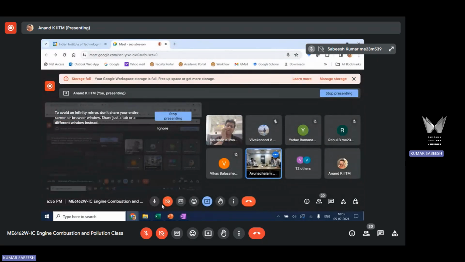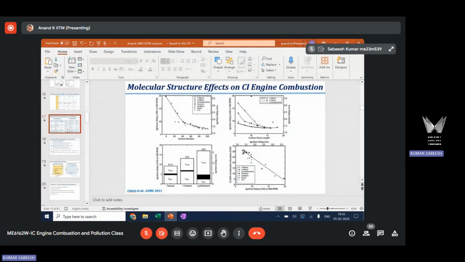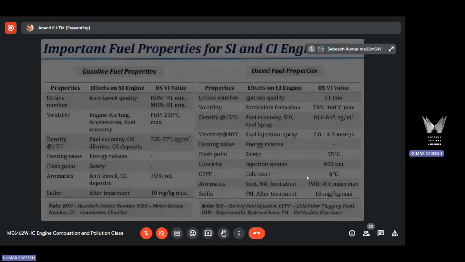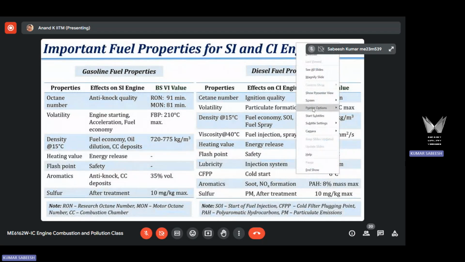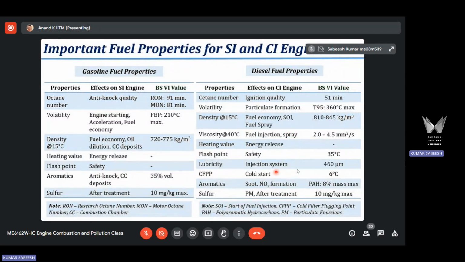One question, sir. For diesel, like CFPP, you mentioned BS6 diesel, it is 6 degree. For cold start, can we consider that is the minimum temperature we can run the vehicle, or can we still go lower than 6 degree? No. That is according to the specification standard. You have the 6 degree. It is preferable to have a lower value. This is a fuel property, and regulations set 6 degree for this particular property.